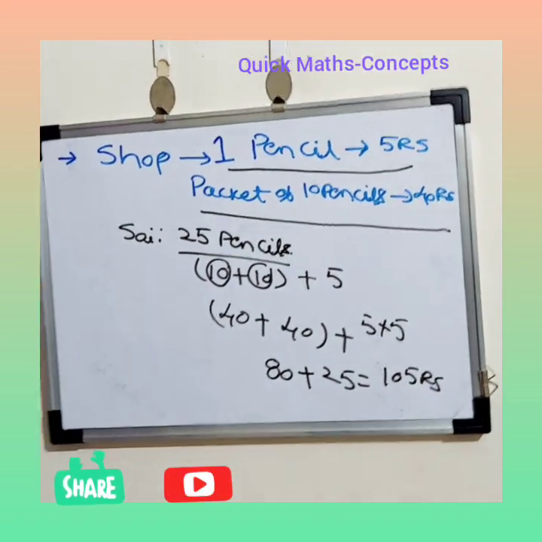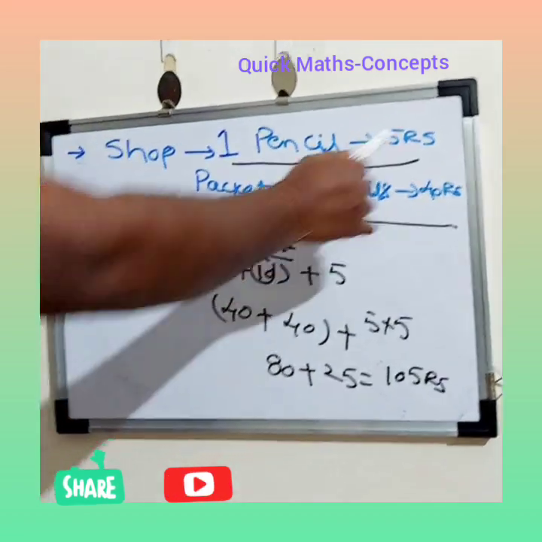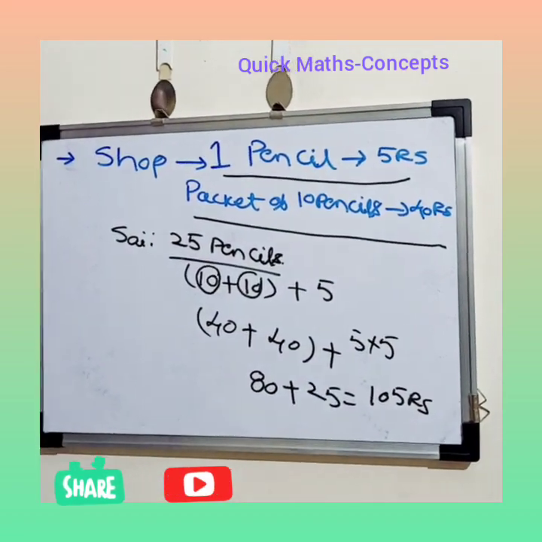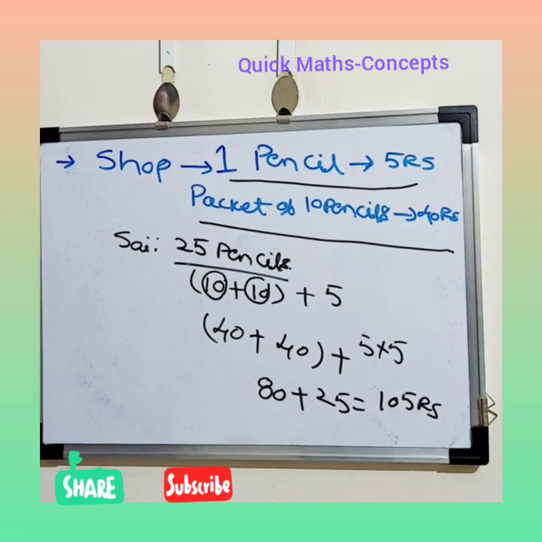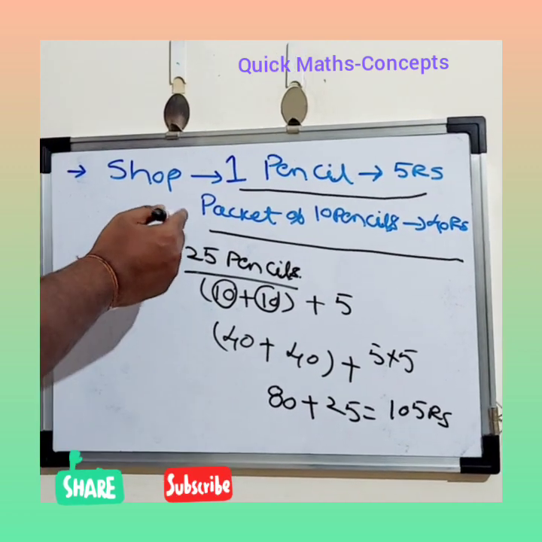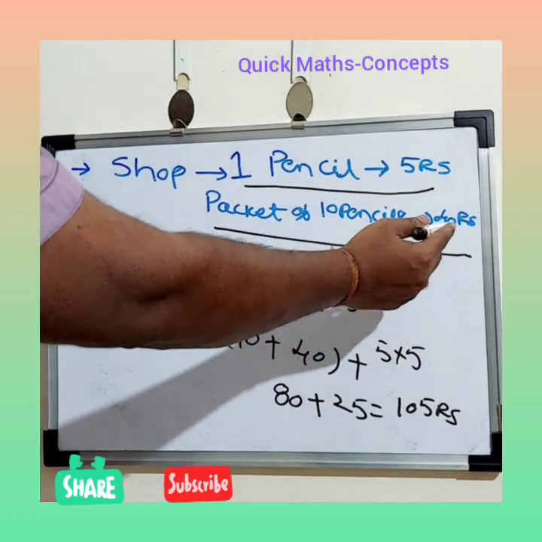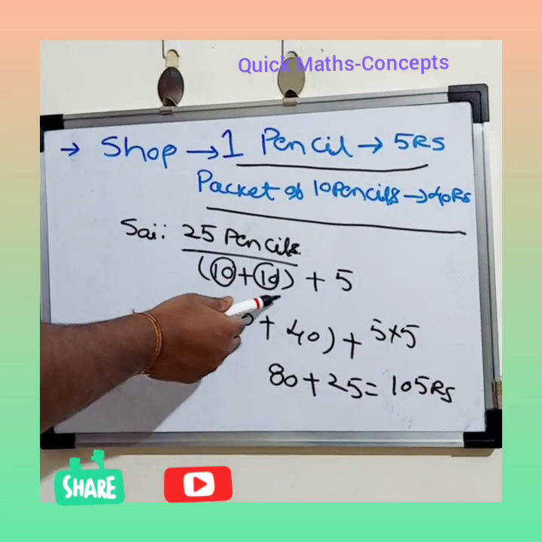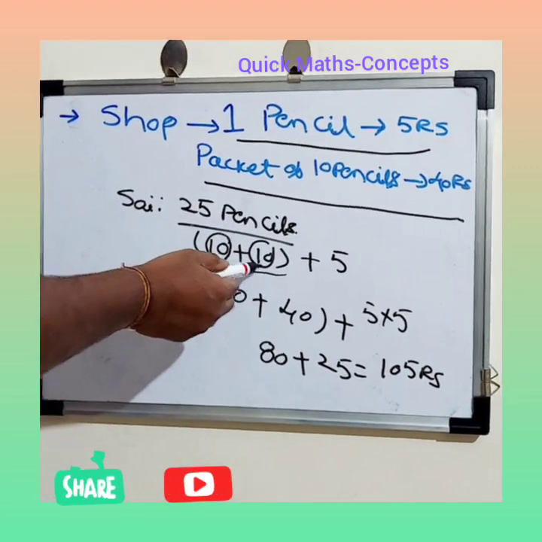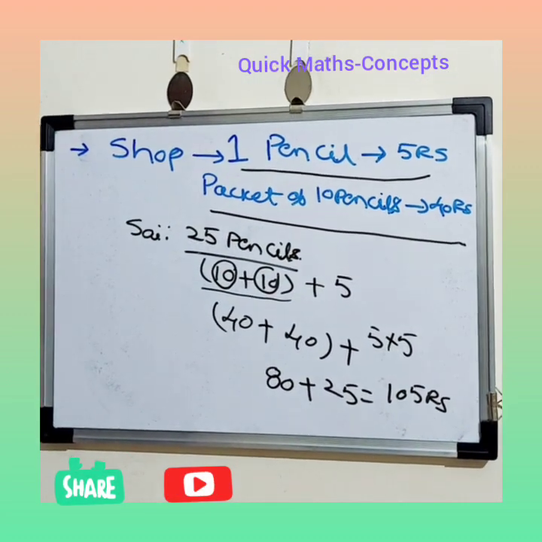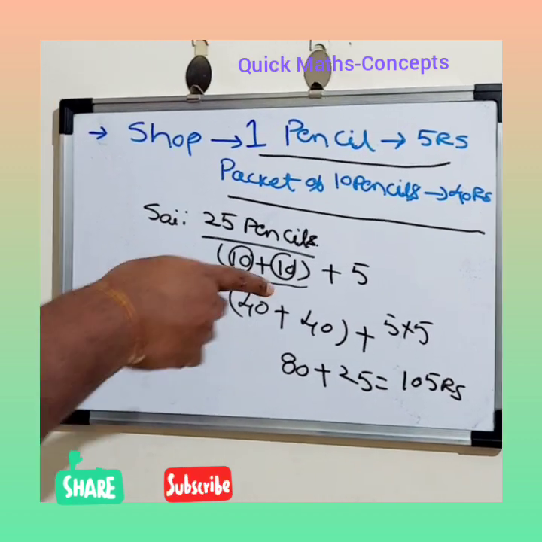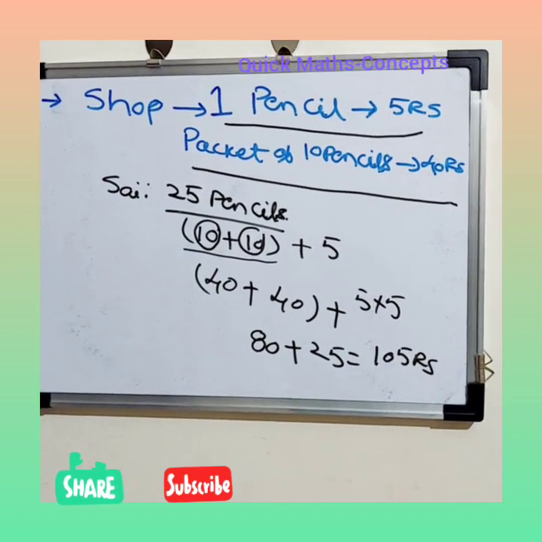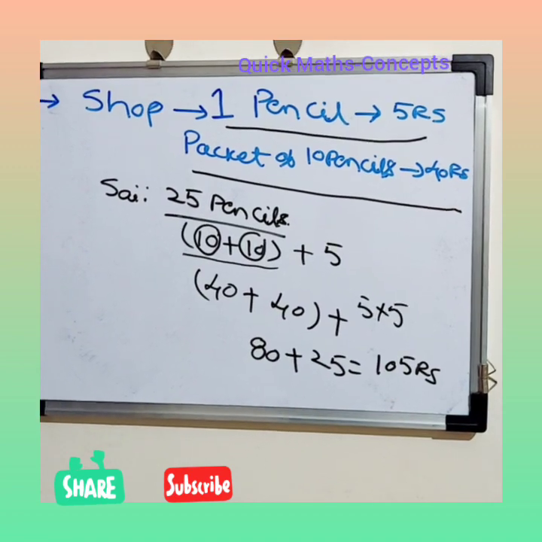We should not multiply 25 by 5 directly, because the logic is that he has purchased a total of 25 pencils, but out of that he can take the option of packets of 10 pencils. That is, 20 pencils are already covered, so for the remaining 5 pencils he can buy individually. So the answer is 105 rupees. This is the way we can solve this problem.